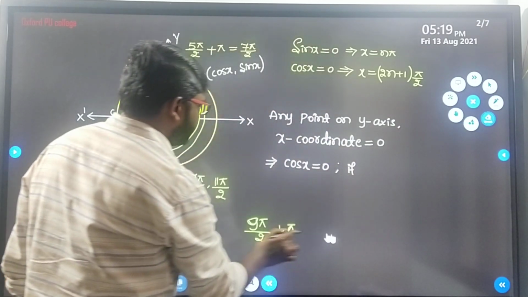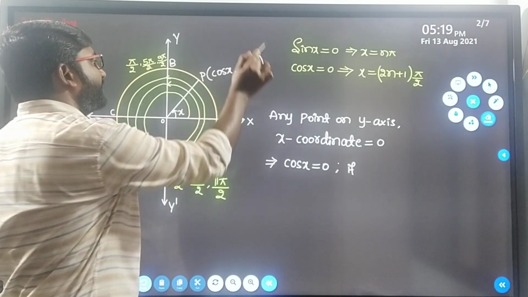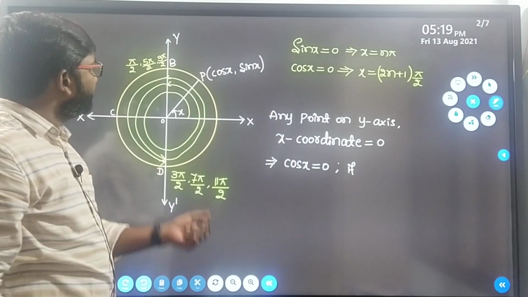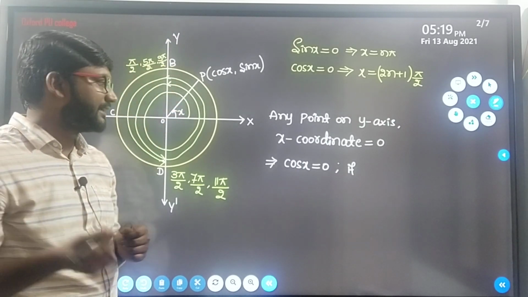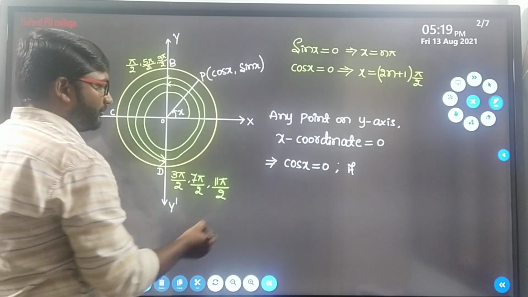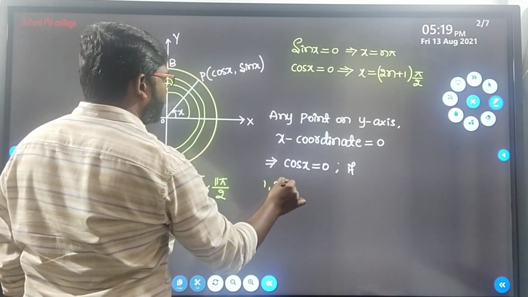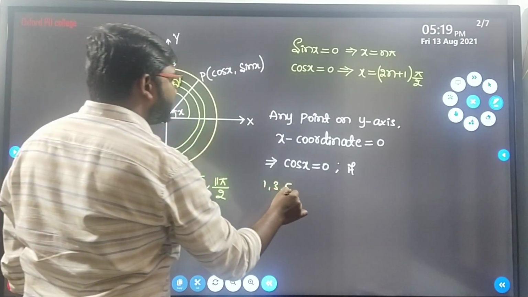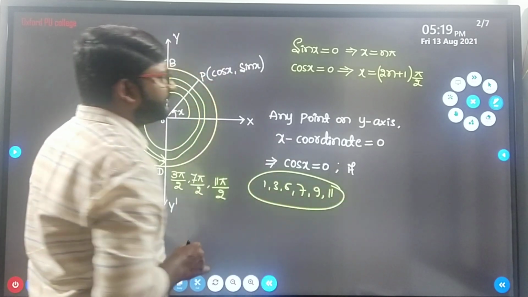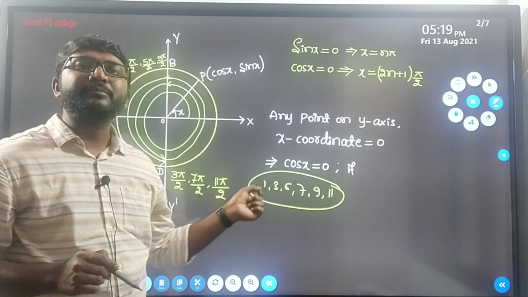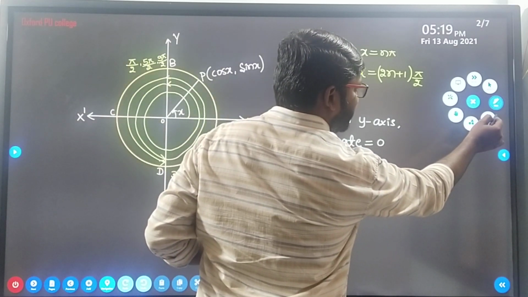So observe all these angles now. For all these angles, cos value will be 0. So here pi by 2 is nothing but 1 pi by 2. Is that clear? 1 pi by 2 and then 3 pi by 2. So 1, 3, then 5 pi by 2, that is 5. Then 7 pi by 2, it is 7. Then 9, then 11. Observe these numbers now. So we have odd multiples. Is that clear? So these are the odd multiples of integers.